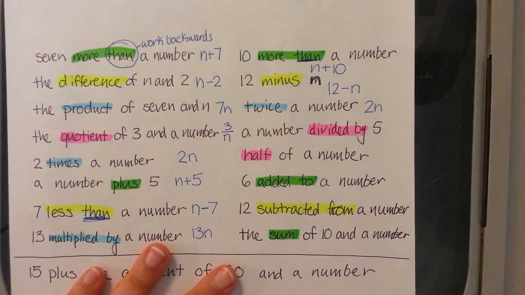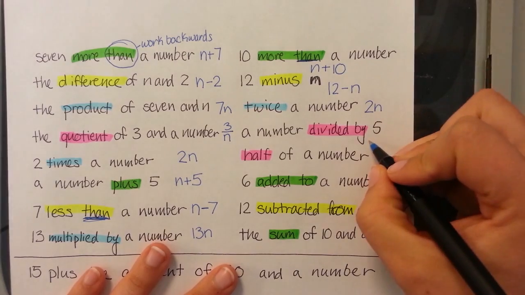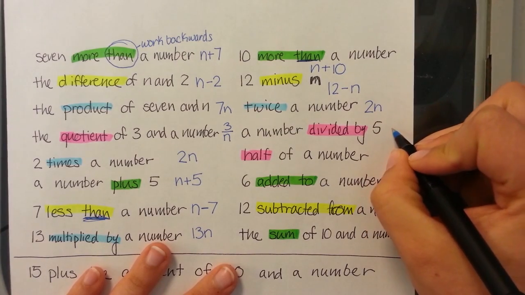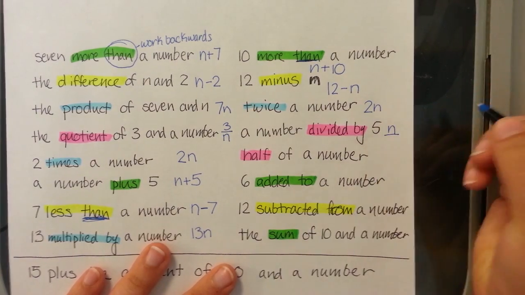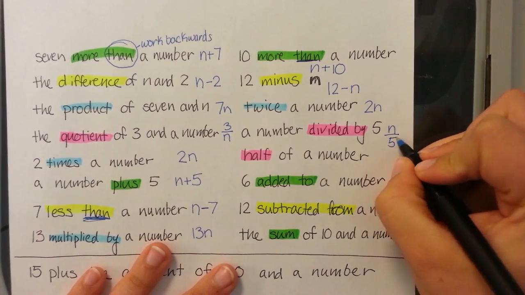A number divided by 5. So this is N divided by 5. Okay, so I want to put the N on the top and the 5 on the bottom.